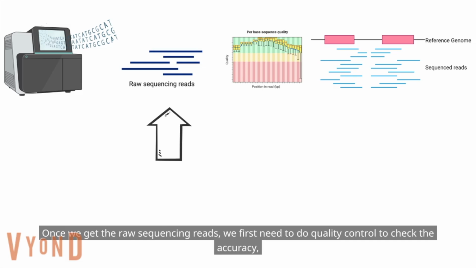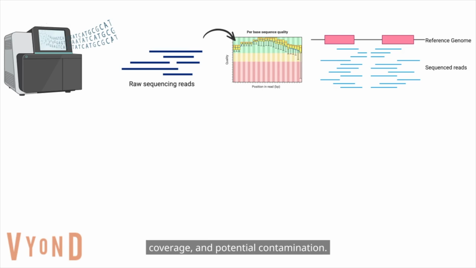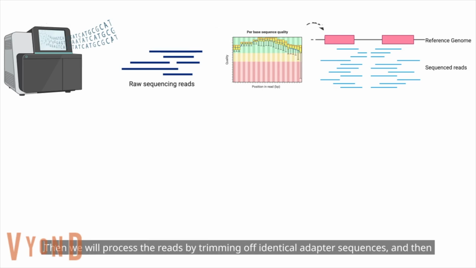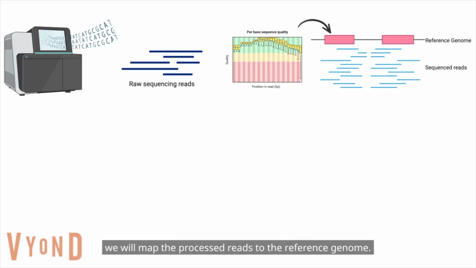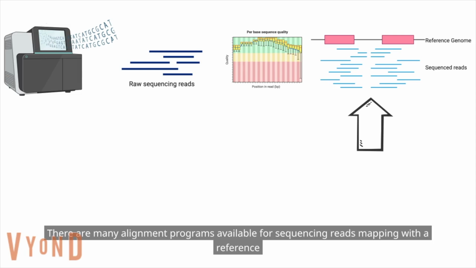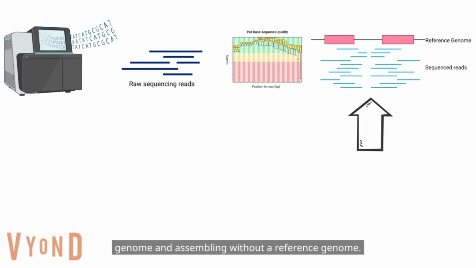Once we get the raw sequencing reads, we first need to do quality control to check the accuracy, coverage, and potential contamination. Then we will process the reads by trimming off identical adapter sequences, and then we will map the processed reads to the reference genome. There are many alignment programs available for sequencing reads mapping with a reference genome and assembly without a reference genome.